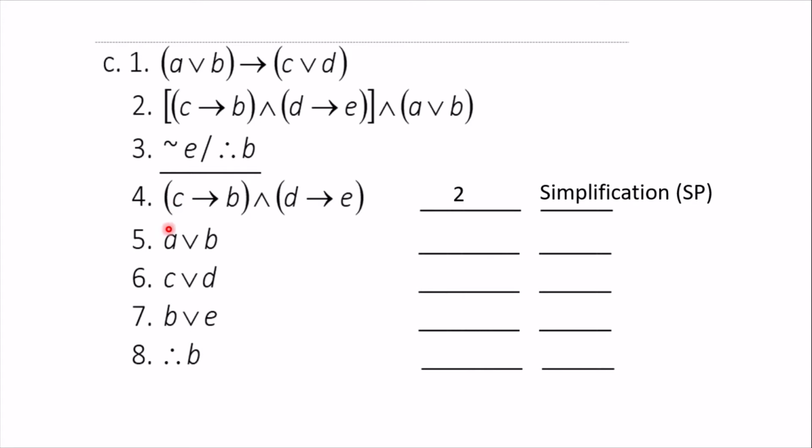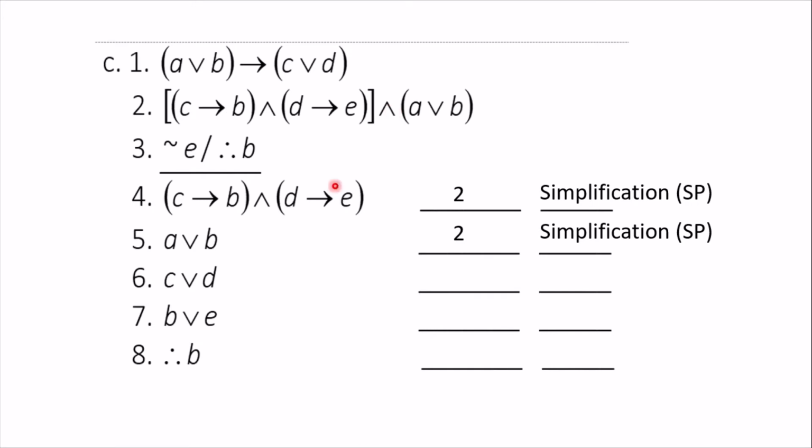Next, we arrive at A or B. Saan ba yung A and B natin? So, ito yung A and B. So, again, same reason, number 2, and simplification. Again, pinaghiwalay lang natin because of the conjunction.